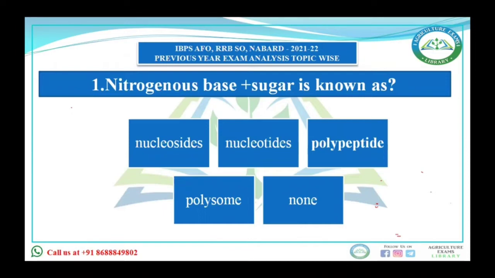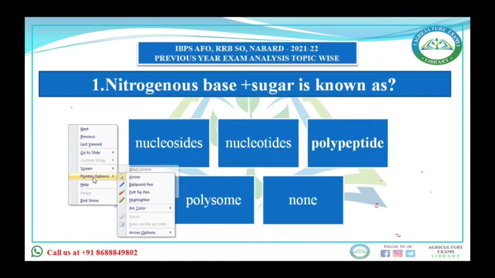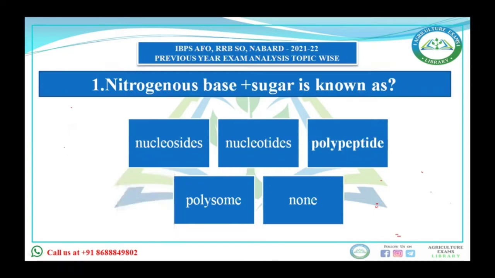Nitrogenous base plus sugar is known as nucleosides, nucleotides, polypeptide, polysome, none. First, let me tell you what nucleic acids are. Nucleic acids are polymers of nucleotides. There are two types of nucleic acids, which you all must know. One is DNA, and another is RNA. DNA is deoxyribonucleic acid, and RNA is ribonucleic acid.